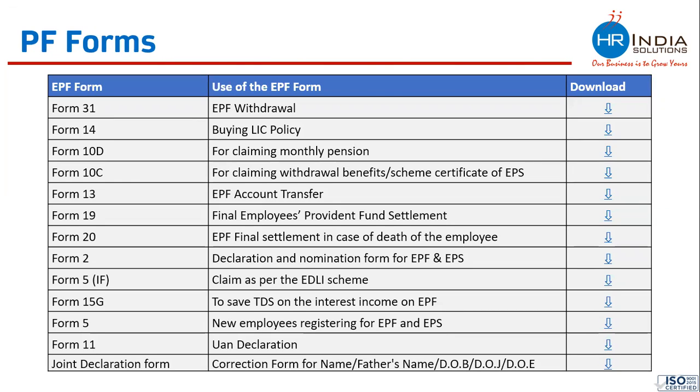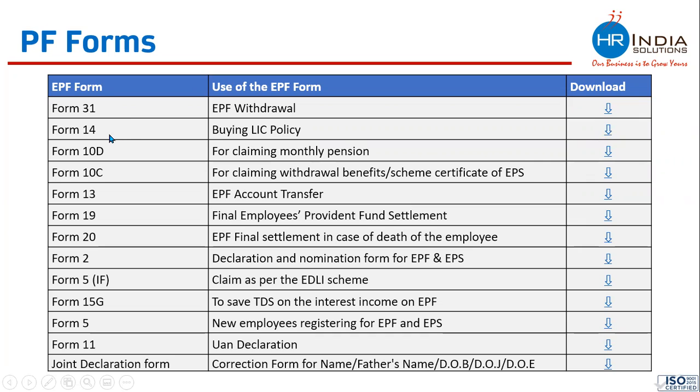Achha, there are many forms. We have discussed those, and we would be sending you these forms also. You can download these forms by clicking here. There is a link in which these forms are linked. Form 31, as we have seen, is for PF withdrawal.